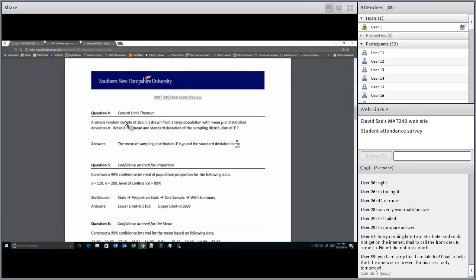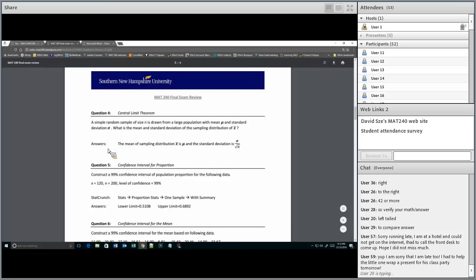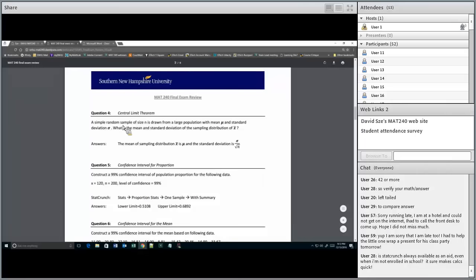Again, as I said, I'm not going to go into the details of the conceptual detail because those are already recorded. So please make sure to view the recording for those details. But this is a very simple problem. You have a simple random sample of size n that is drawn from a large population with mean mu and standard deviation sigma. And the question is, what happens when you have a sampling distribution of the means?